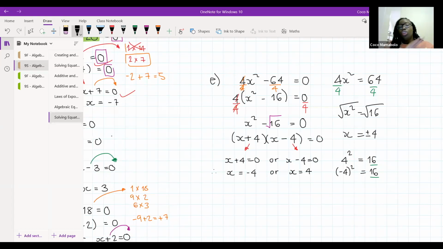Okay, excellent. Your method is 100% correct. There'd be no issues. But if you skip out on that plus or minus 4, we're only going to give you 1 mark. You may miss out on the mark. All right.